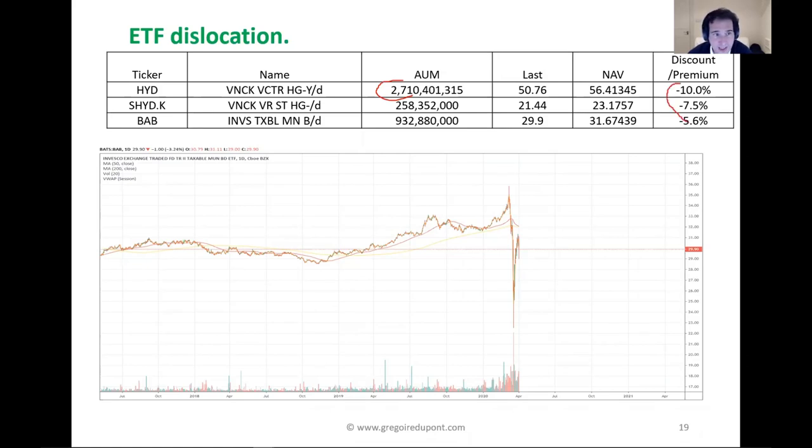So if we look here at the chart, which is the chart of BAB, the exchange traded fund for municipalities, it used to be trading at 35, went down to 22, bounced back to 29, but in between there is a lot of dislocation, which can be seen through the discount and premium. So again, if you can run those ETF screenings, it's not going to be always, but you're going to see the pressure, or maybe not the pressure on ETFs.